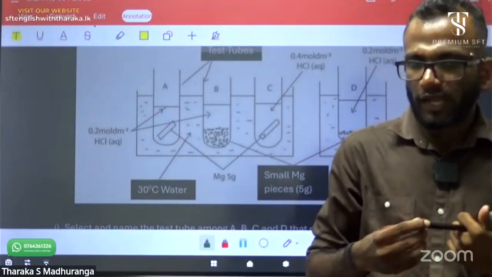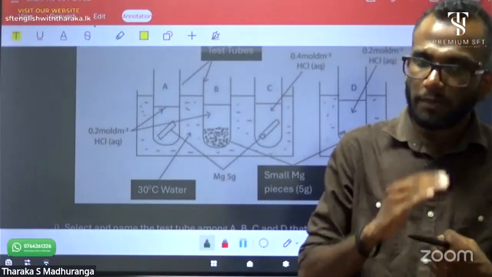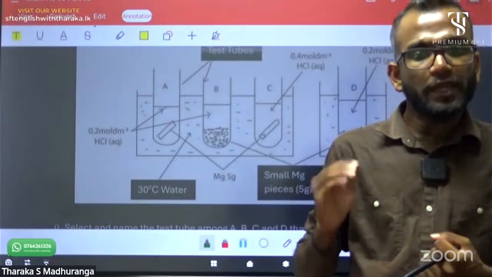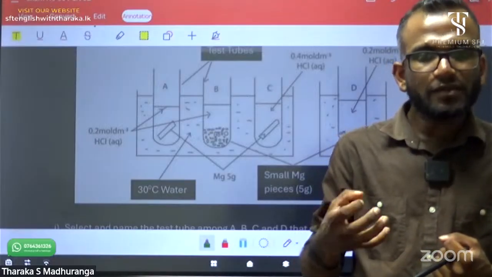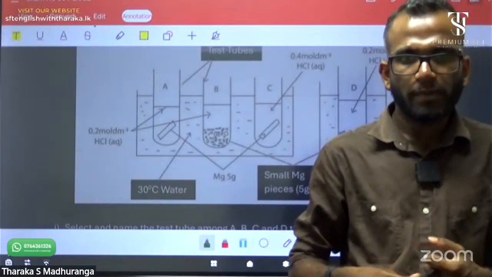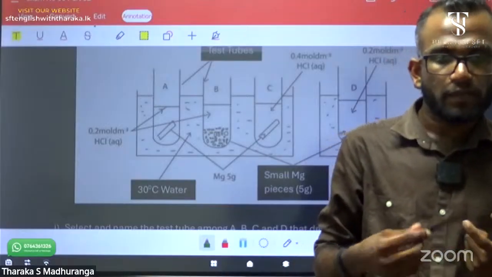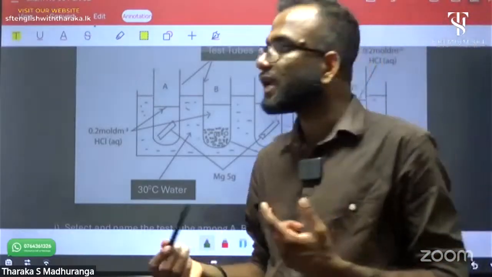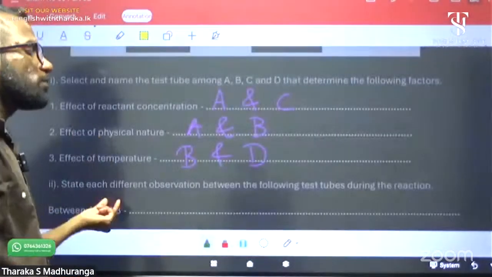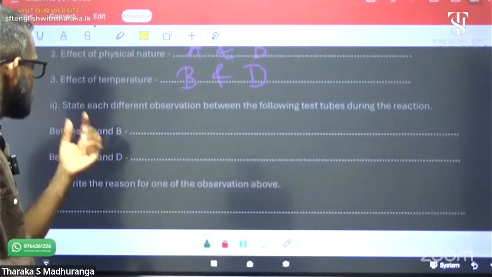The reason is not asked here. The question asks for the observation: B test tube air bubbling speed is greater than A tube. Or B test tube magnesium disappearing speed is greater than A test tube. Magnesium disappearing, reacting and dissolving. Okay, they are the observations. The main observation is air bubbling. Hydrogen gas is releasing.